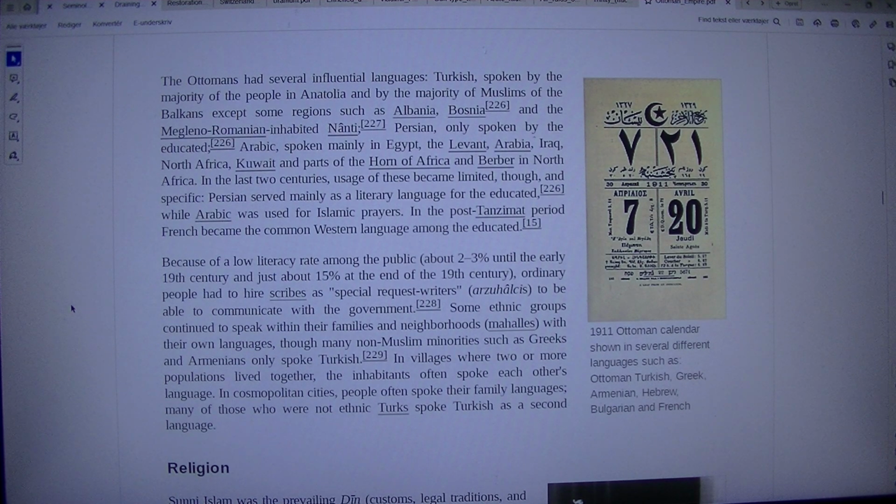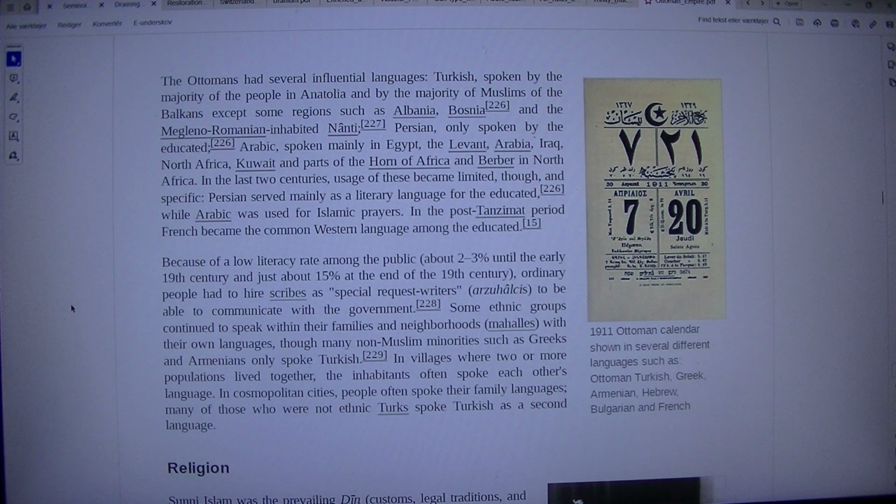In the last 2 centuries, usage of these became limited, though, and specific. Persian served mainly as a literary language for the educated, while Arabic was used for Islamic prayers. In the post-Tanzimat period, French became the common Western language among the educated.